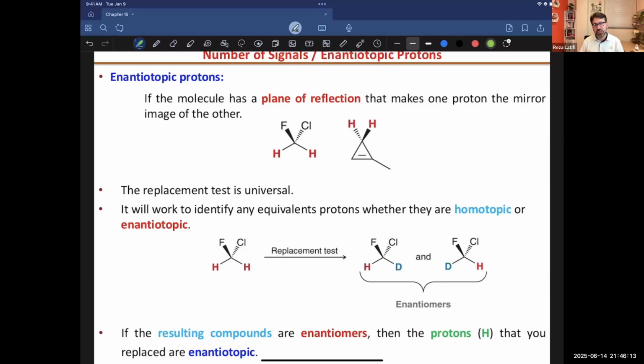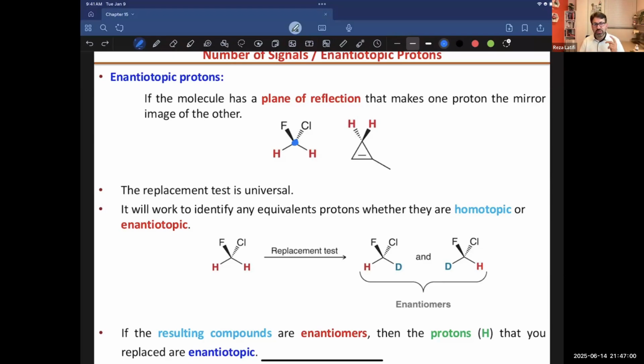How about enantiotopic? Enantiotopic hydrogen atoms are those where, if you change one of them to an isotope or any other atom, you will get an enantiomer. Technically, you will get a chiral center. This is the carbon atom we're talking about right now. Because we are dealing with two identical hydrogens, there is no chiral center. But if you change one of them to deuterium, then you will get a chiral center, and depending on where you put that deuterium, you might get R or S.